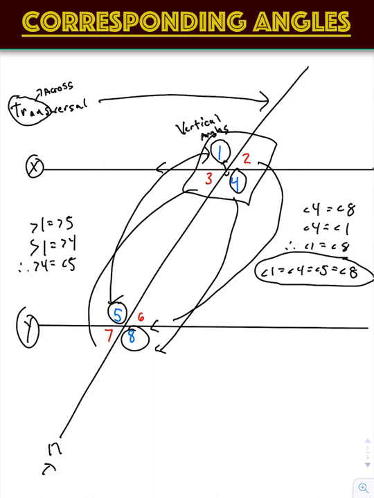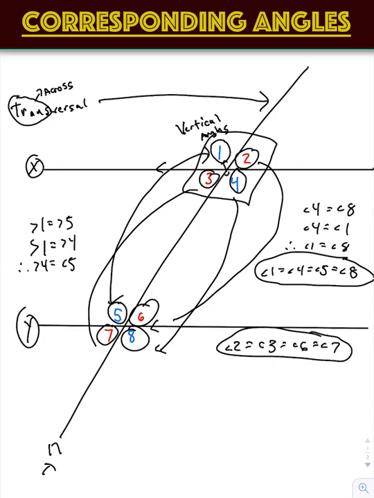Similarly, on the acute angle side, we know that angle 2 equals angle 3, and angle 2, according to our corresponding angles, also equals angle 6, which means that angle 3 also equals angle 6. And further, we know that angle 6 equals angle 7 because they are also vertical angles. So on the red side, I now know that angle 2 equals angle 3 equals angle 6 equals angle 7.